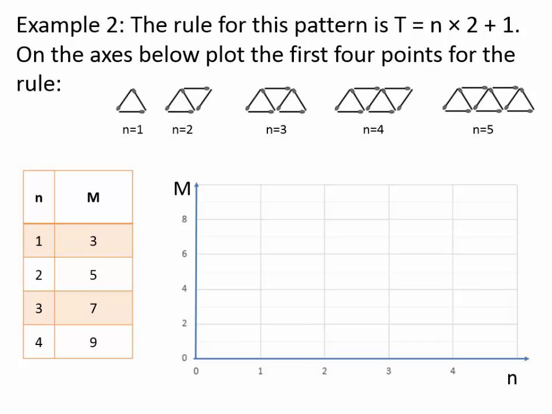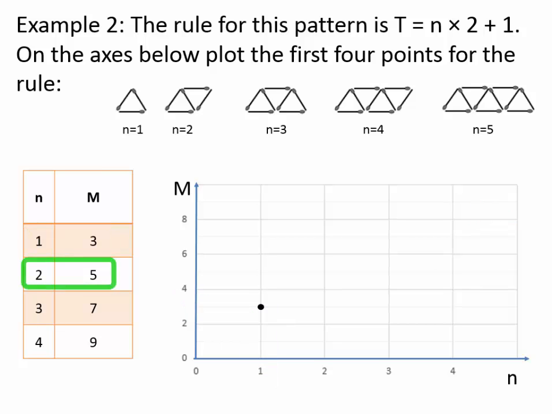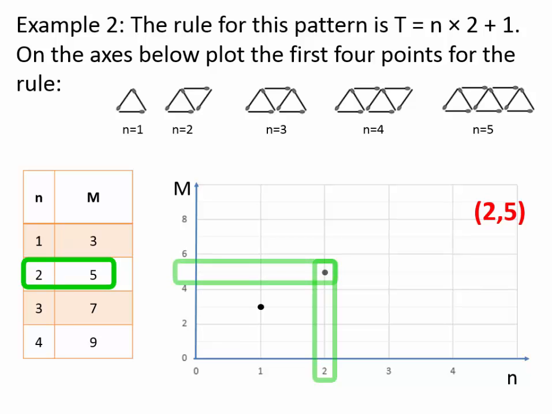In the second example, again, you've seen this one and you've worked out the general rule which is given to you there, and you've got to plot the 4 points. So let's use that extra information we have now. We want to draw the point 1, 3. So 1 on the x and 3 on the y, and you draw your dot. The next point is 2, 5. So 2 on the horizontal and 5 on the vertical, and there's your point.